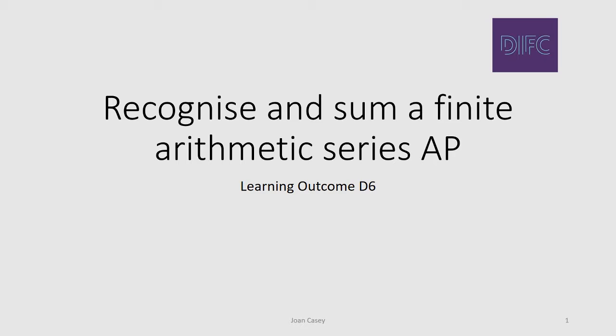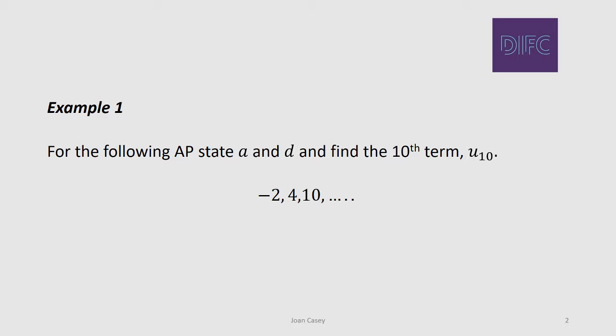Okay, in this video we're going to look at APs, so recognize and sum a finite arithmetic series. The first example we look at is, for example 1, for the following AP, state A and D and find the 10th term, U10. And the sequence is -2, 4, 10. Okay, so we'll just take a look at that. We're given -2, 4, and then 10.